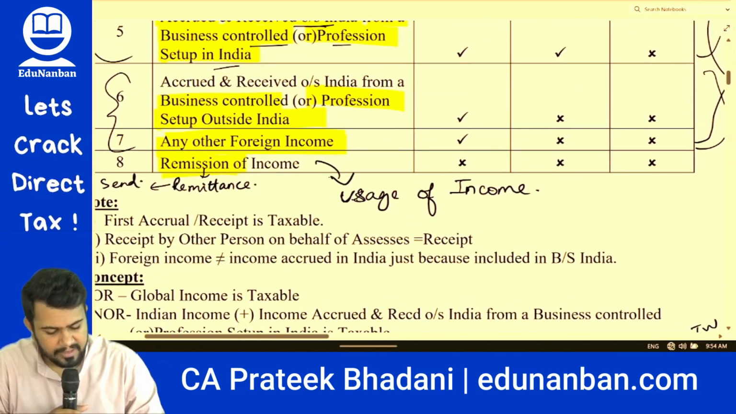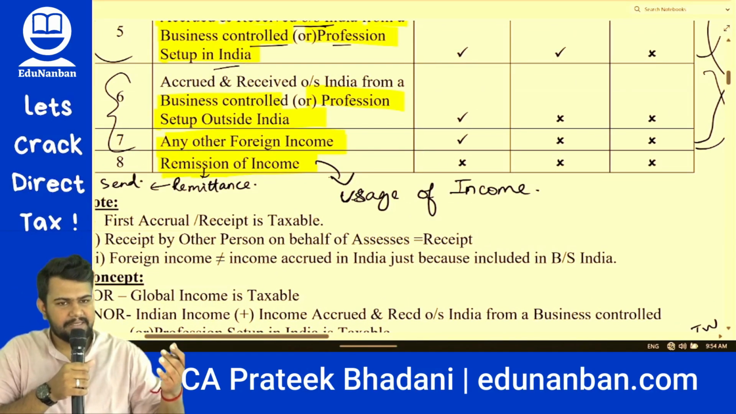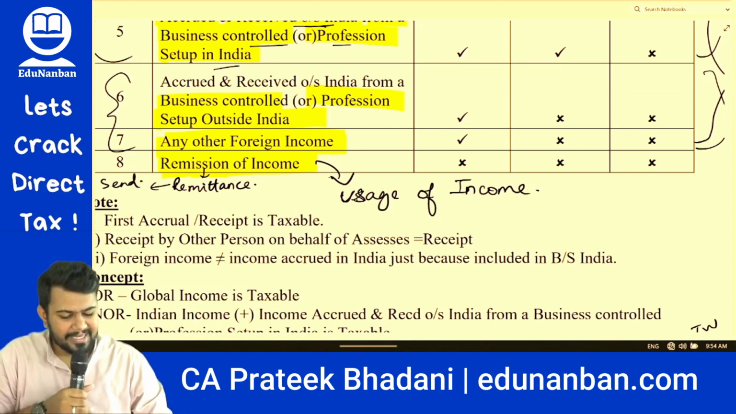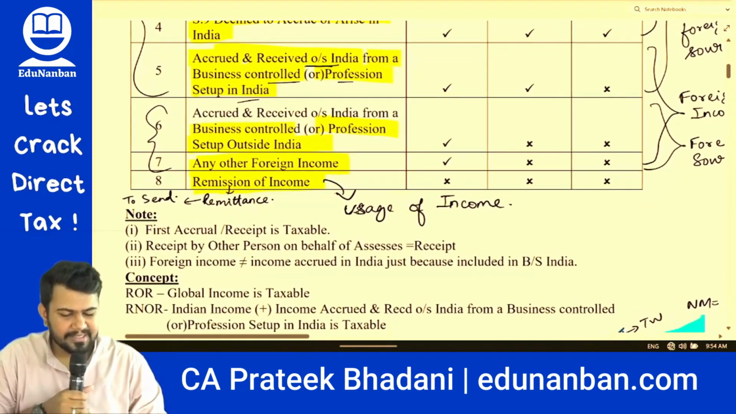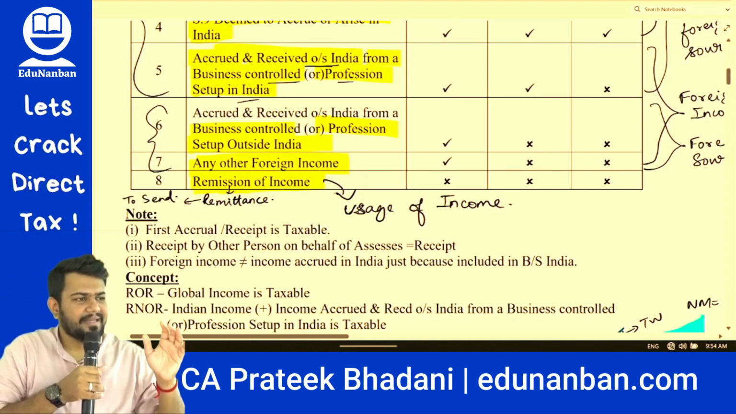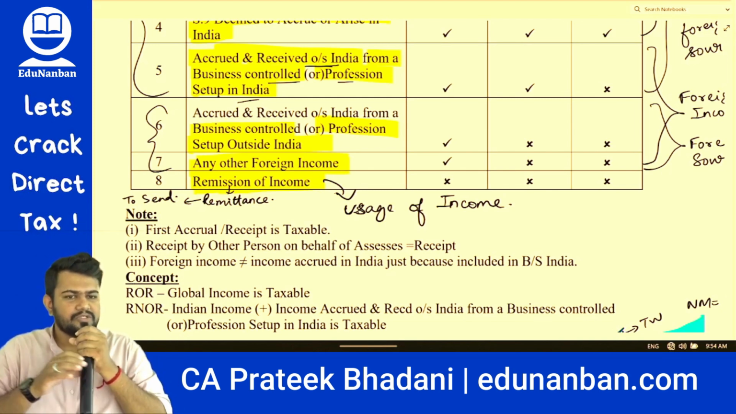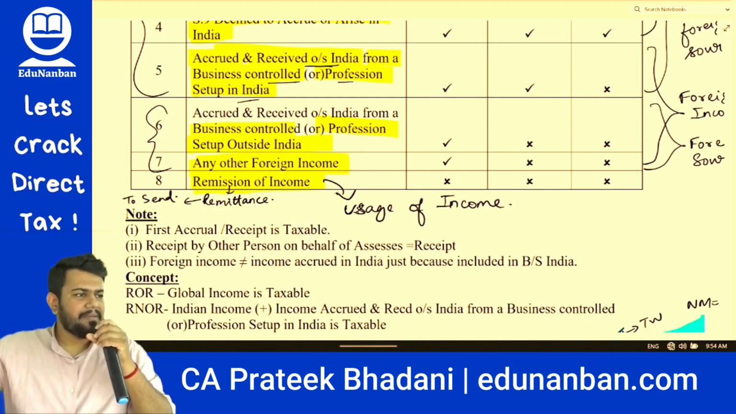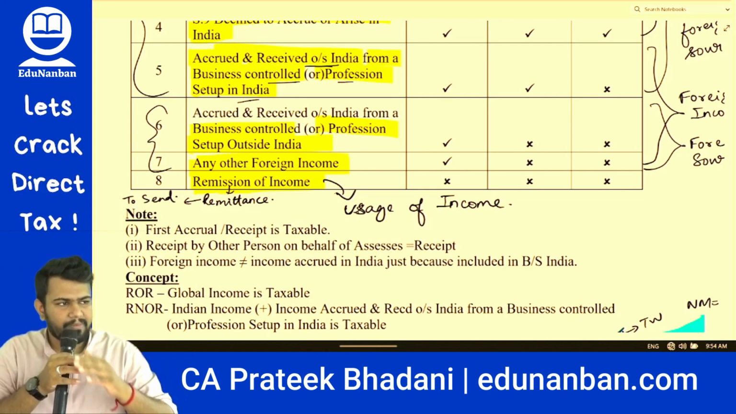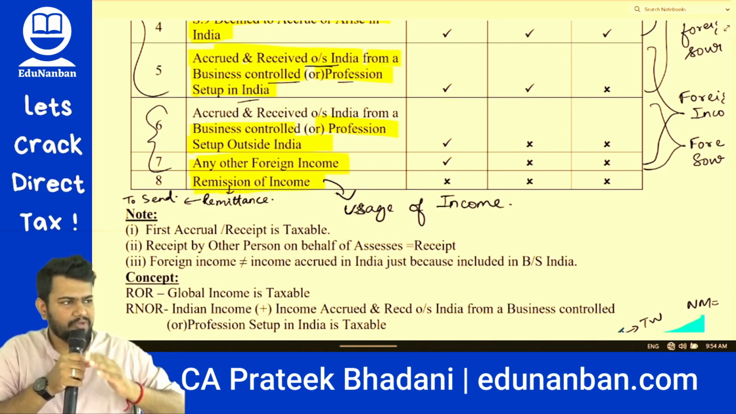Then we talked about remission. Remission means what? It comes from the word remittance. Remittance means sending money from one person to another person. Remittance, is it taxable? Answer is no. It is not taxable because it is not earning income. It is using the already earned income. So, if I am earning my money in Dubai and I am sending that money from Dubai to India, it is called remittance of money from Dubai to India.